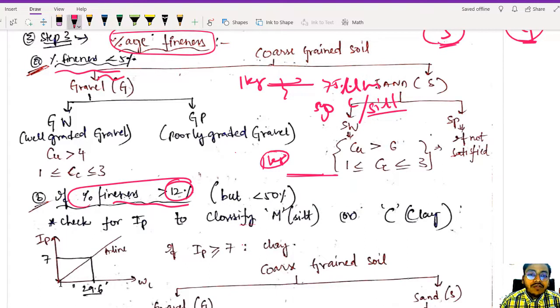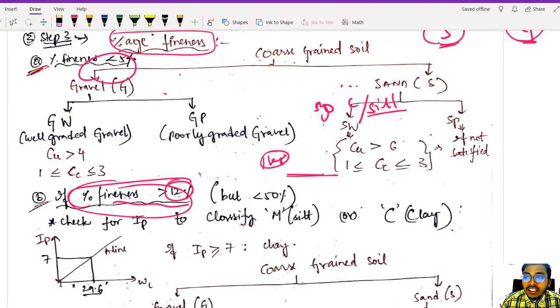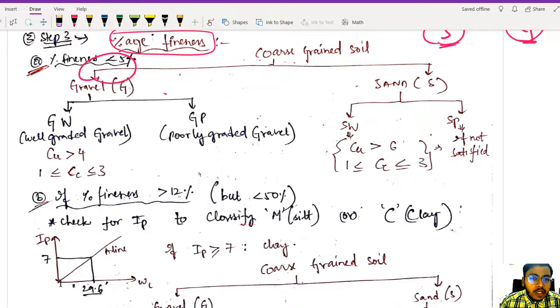So the first classification is when your percentage fineness is less than 5%. The second classification is when percentage fineness is greater than 12%. And the third classification is when your percentage fineness is in between 5% and 12%. Okay, so these three classifications we will see in detail. No issues, you will become perfect, you won't have any doubt.